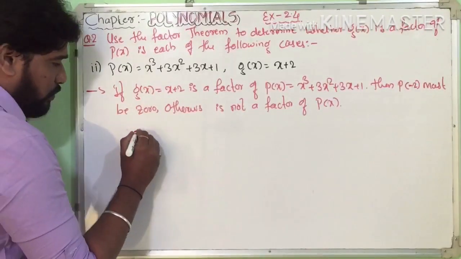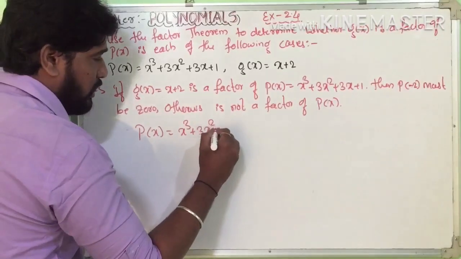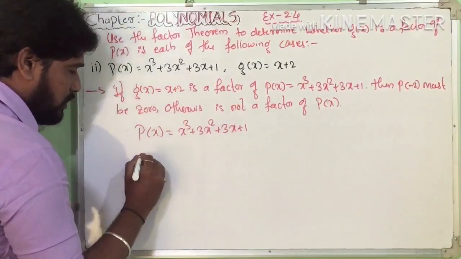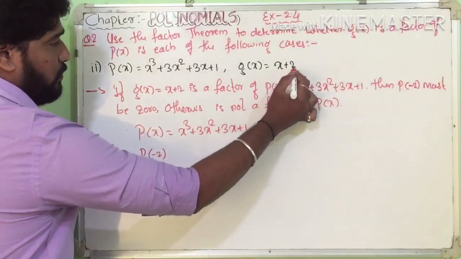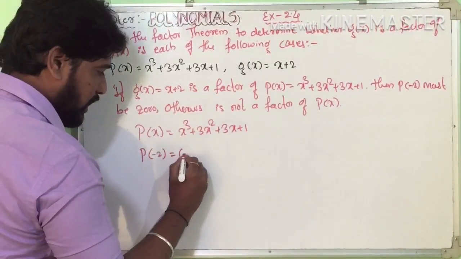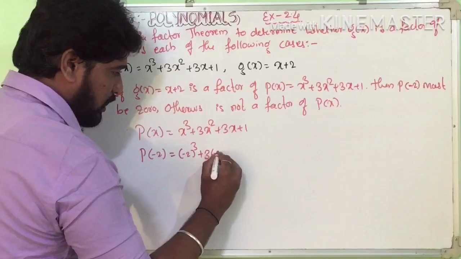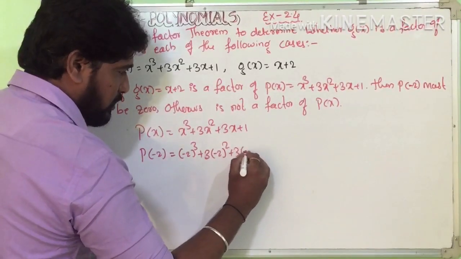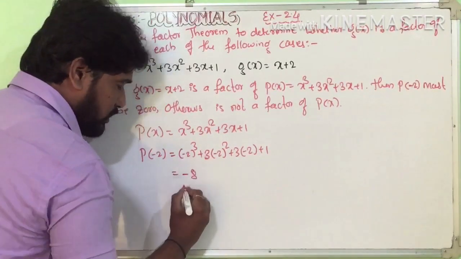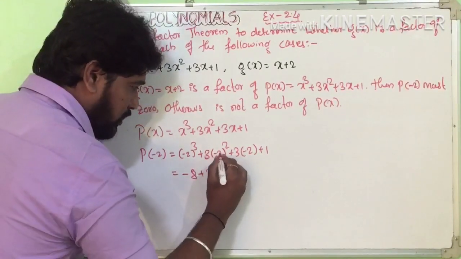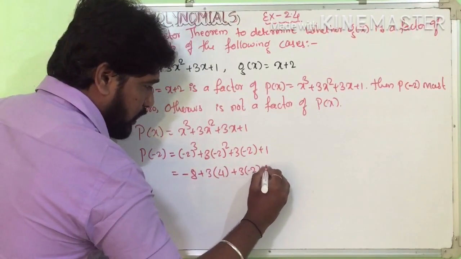So here write down given polynomial p of x is equal to x cube plus 3x square plus 3x plus 1. Then p of minus 2. So here x is replaced by minus 2, this opposite symbol. So here minus 2 cube plus 3 as it is, and minus 2 square plus 3 as it is, minus 2 plus 1. So minus 2 cube is minus 8 plus 3, minus 2 square is plus 4 plus 3 minus 2 plus 1 as it is.